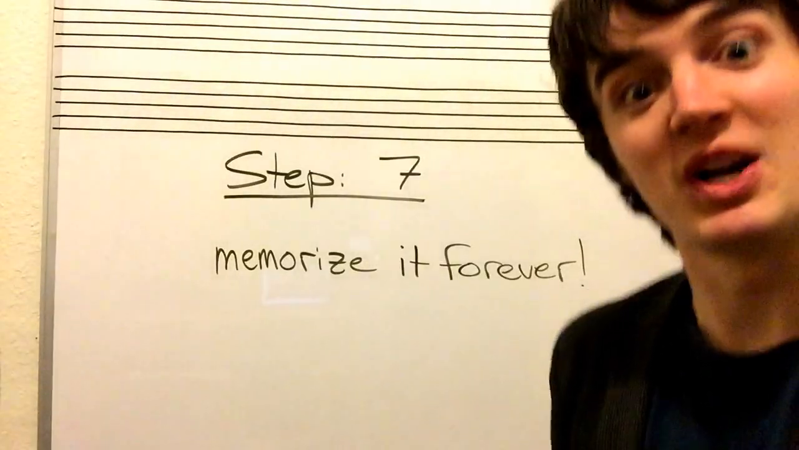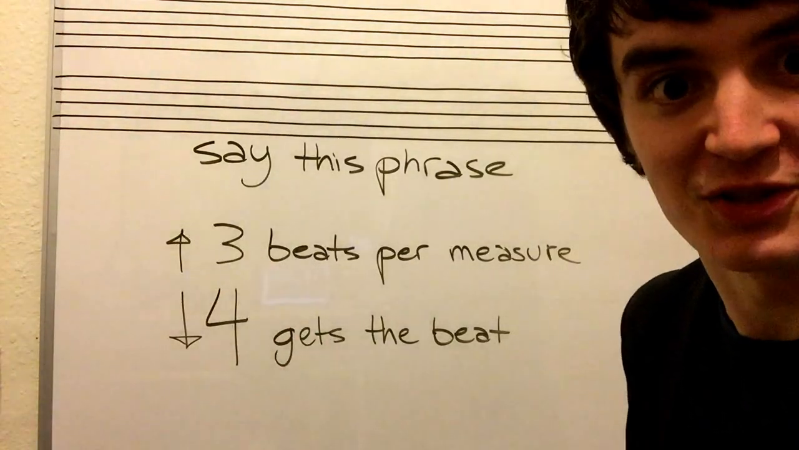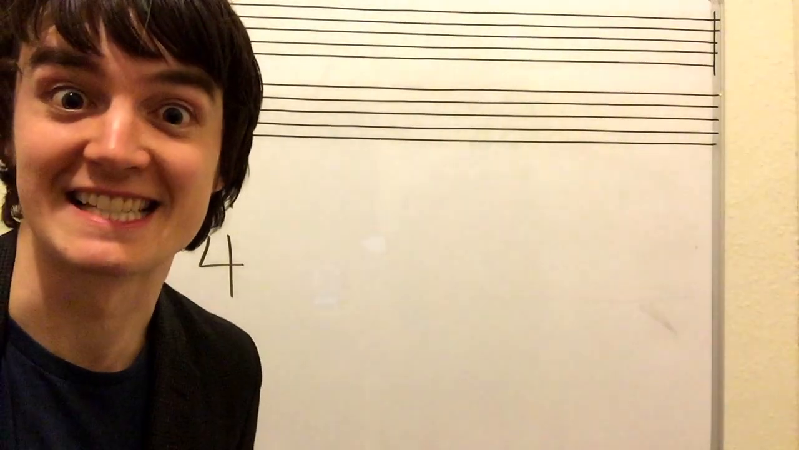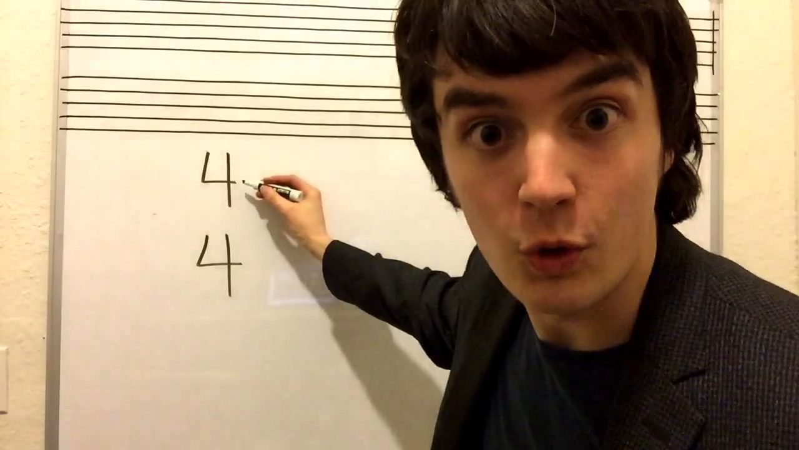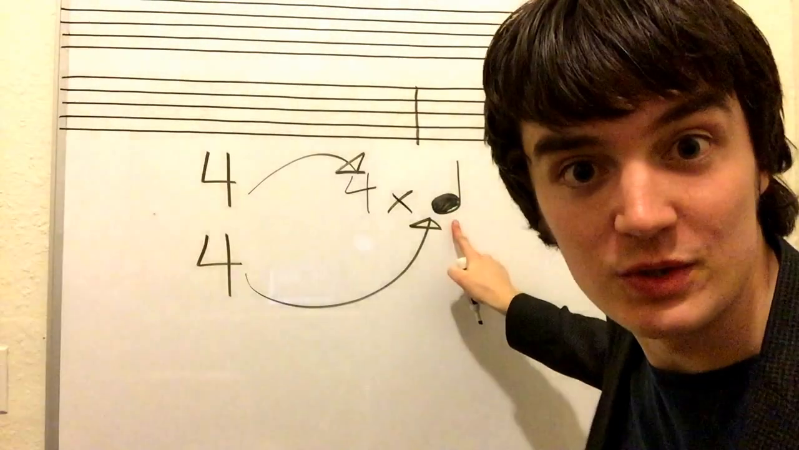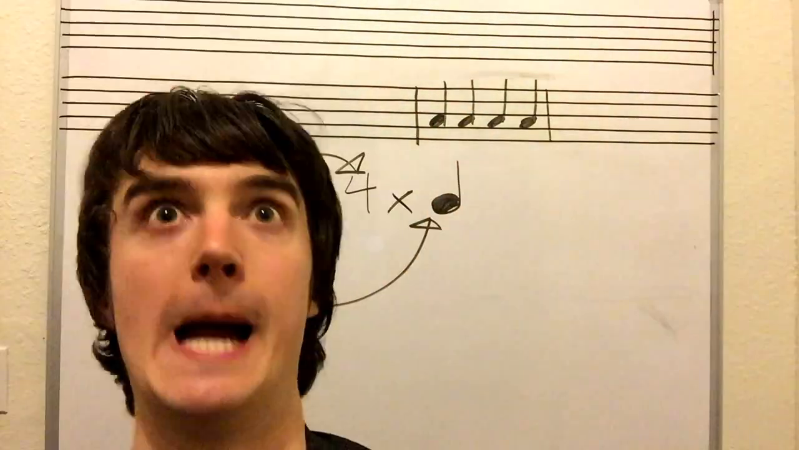Step 7, memorize it forever. Say this phrase. 3 beats per measure, quarter note gets the beat. You can also think of it like this. Top number times the fraction. 4 times quarter note. 4 beats of quarter notes go in a measure. 1, 2, 3, 4. 4 quarter notes in a measure.